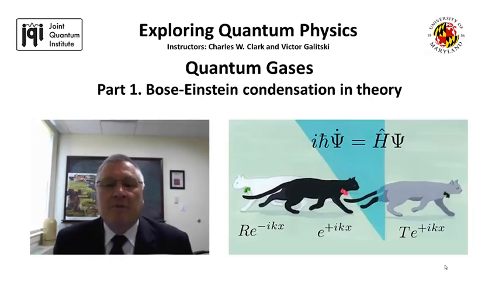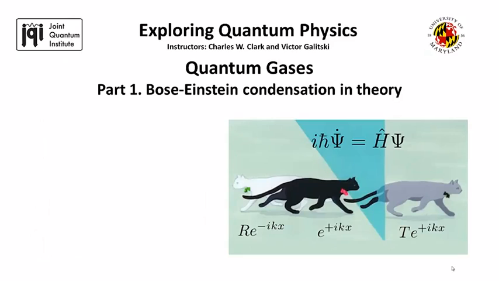I'm Charles Clark. We're now beginning the last week of lectures, which are going to focus on current research topics, and we'll begin with the study of the state-of-the-art in quantum gases. We're going to begin by looking at the problem of ultra-cold Bose Einstein gases, which lead to the famous phenomenon of Bose Einstein condensation. So we'll start by seeing how that concept originated.